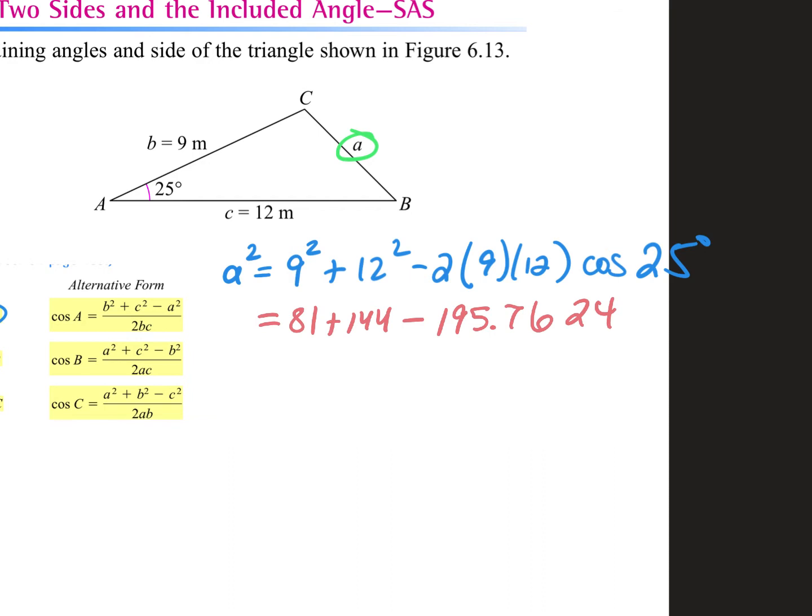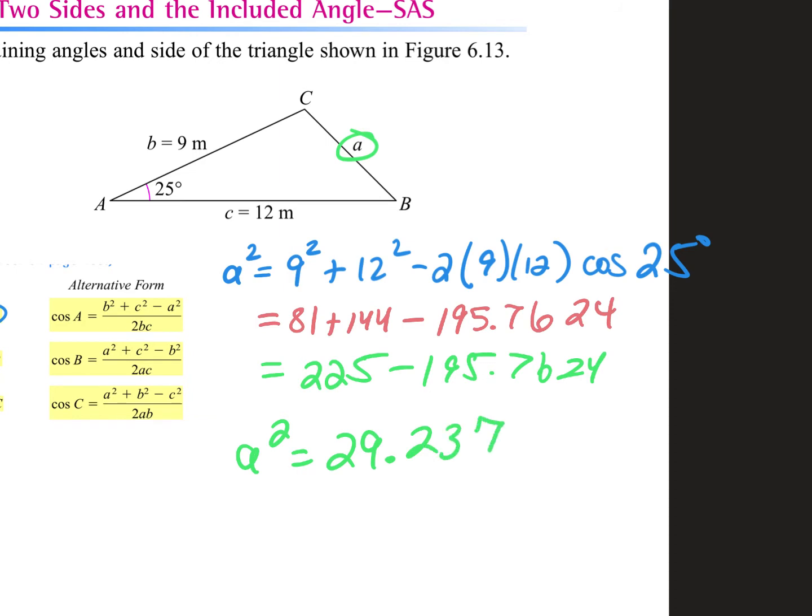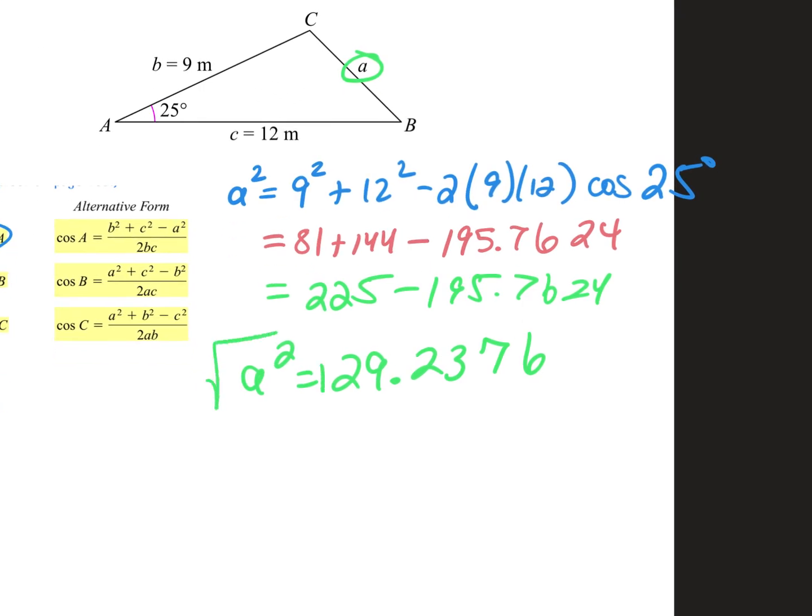All right, so now we can simplify a little more. What's 81 plus 144? 81 plus 144 is 225 minus 195.7624. Okay, what do I get? 29.2376. So A squared equals 29.2376. That is not the measure of side A. That is A squared. So how do I figure out what side A is? Take the square root. All right, so side A equals, what is the square root of 29.2376?